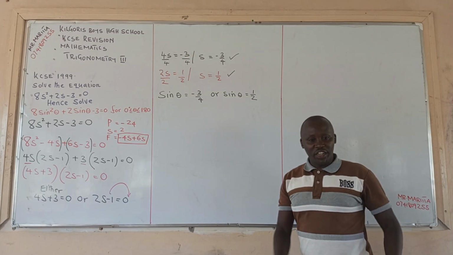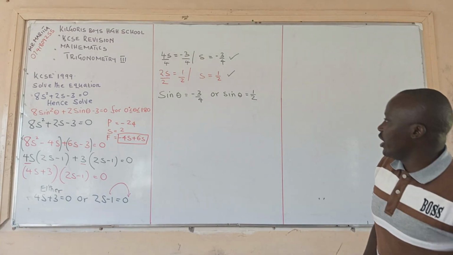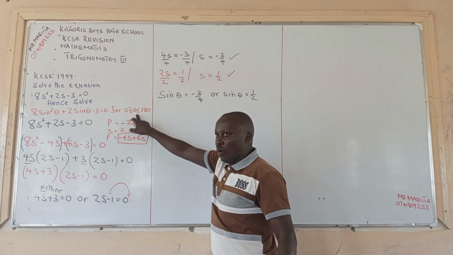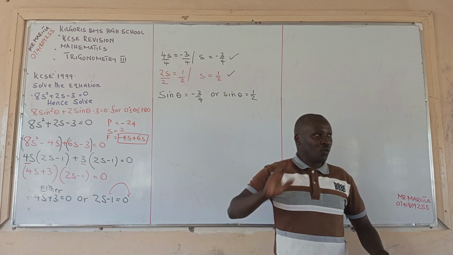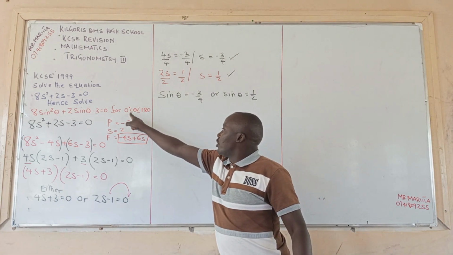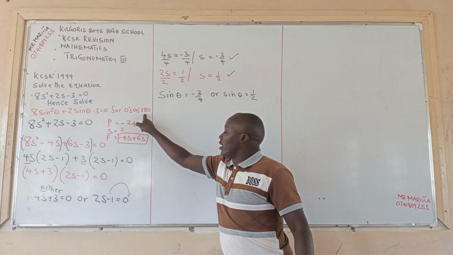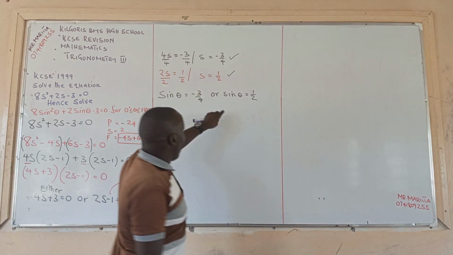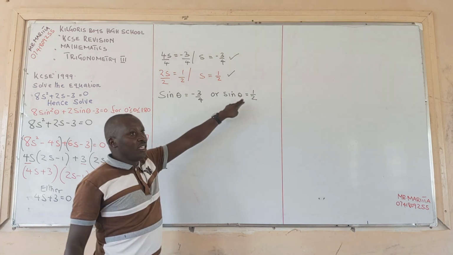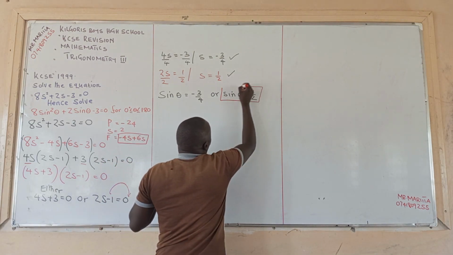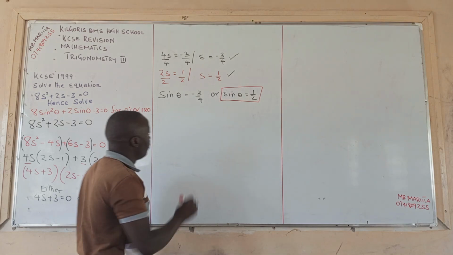And since our range of theta was between 0 degrees and 180 degrees, which is of course positive, the values here are positive. So we ignore this negative here, and therefore we use sine theta is equivalent to a half. So from here, our sine theta is equivalent to a half.